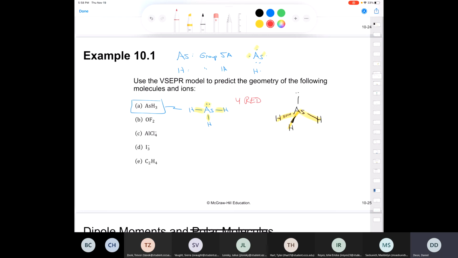Could anybody tell me what the molecular geometry is here? Three bonds and one lone pair? Trigonal pyramidal, isn't it? Trigonal pyramidal.